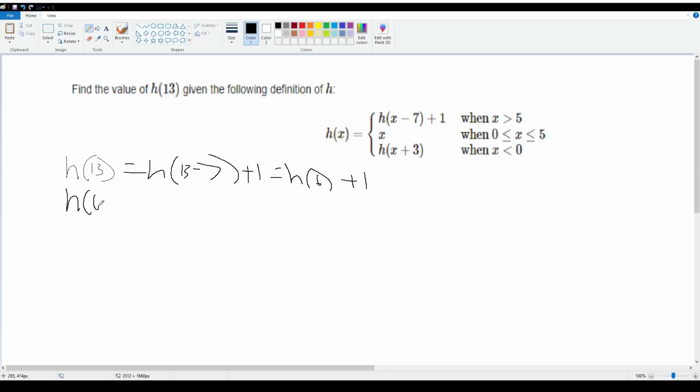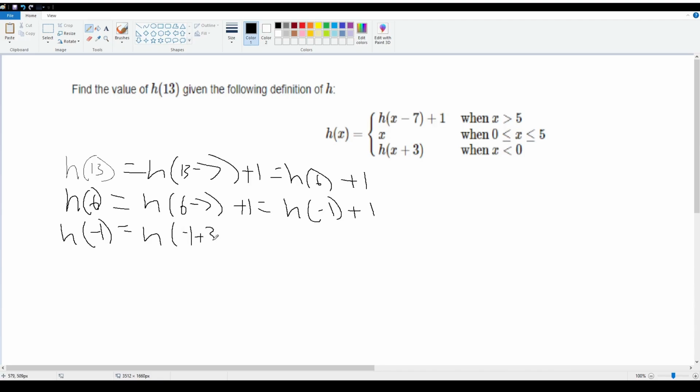So then we write h of 6 on the right. It's important to write this in a line and keep it organized. For h of 6, we look at the parameters. 6 is greater than 5, so we use the same one: h of 6 minus 7 plus 1 is equal to h of negative 1 plus 1. Now we need to know h of negative 1. We go down here, because it's saying when x is less than 0, so we do h of negative 1 plus 3, which is equal to h of 2. Now we have to find out what h of 2 is.